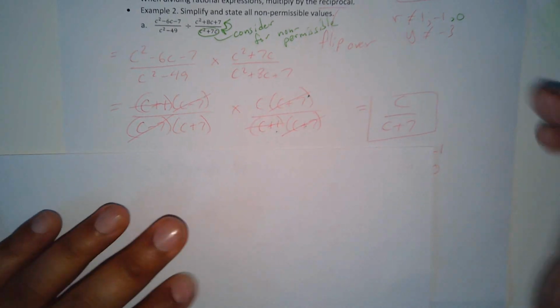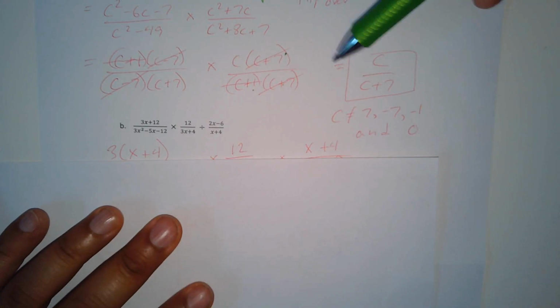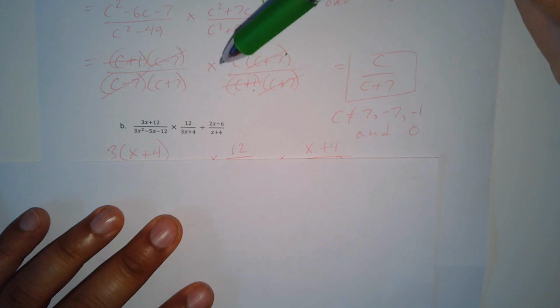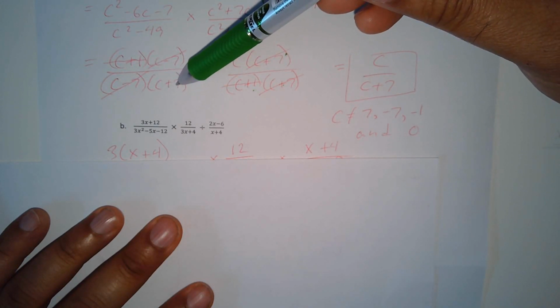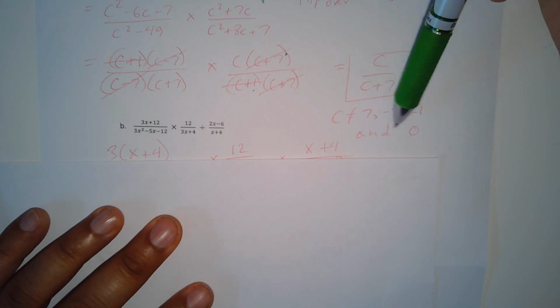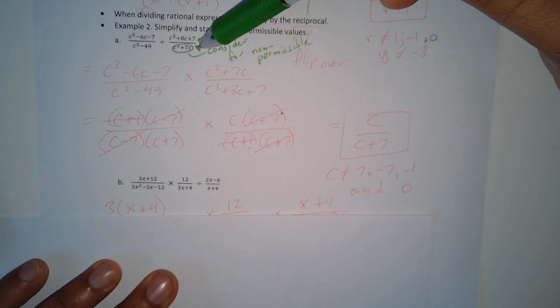So there's your answer. And then as far as restrictions go, you've got c can't be equal to 7 because of this one. It can't equal negative 7 because of this one. It can't equal negative 1 because of this one. And it can't equal 0 because of this one, which was originally over here.